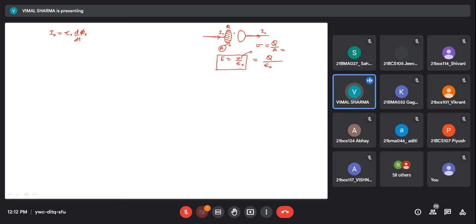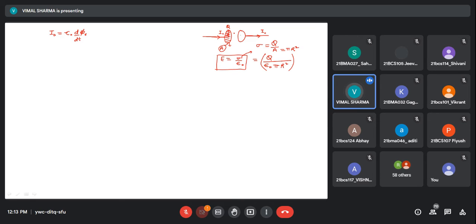And A is the area of cross section of this circular plate, which is pi R square, where capital R is the radius of this plate. So I replace the area by pi R square. So the electric field between the capacitor plates can be written like this: Q, the charge on each capacitor plate, divided by epsilon naught times pi times the square of the radius of each plate.